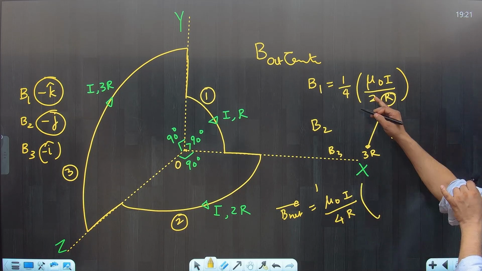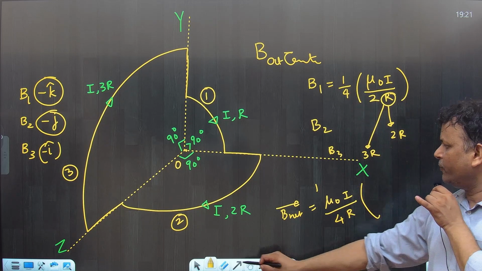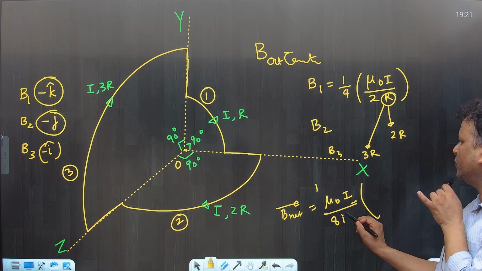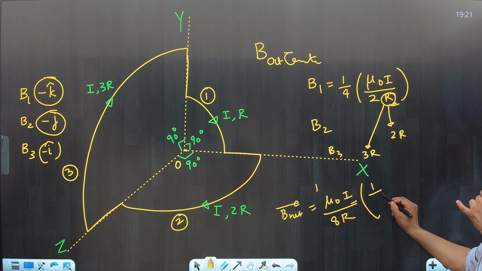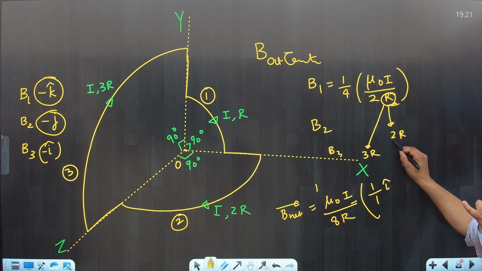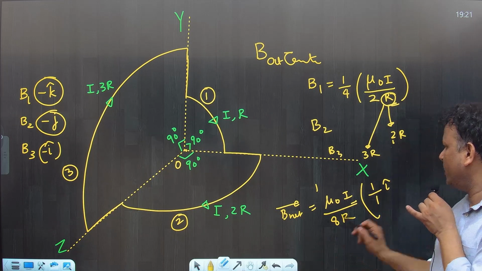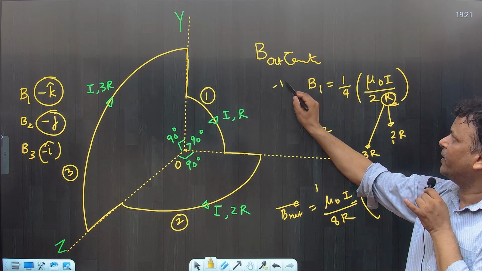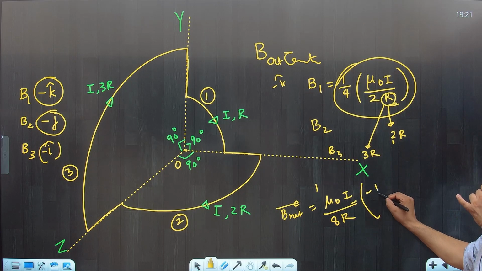You will write from here mu naught I by 4R. It will be better to take 8R common, mu naught I by 8R. So you will get R here, 1 by R, 1 by 1 into I cap. For this into, for minus K cap. Here it was minus K cap. B1 was in minus K cap. This magnitude into minus K cap.